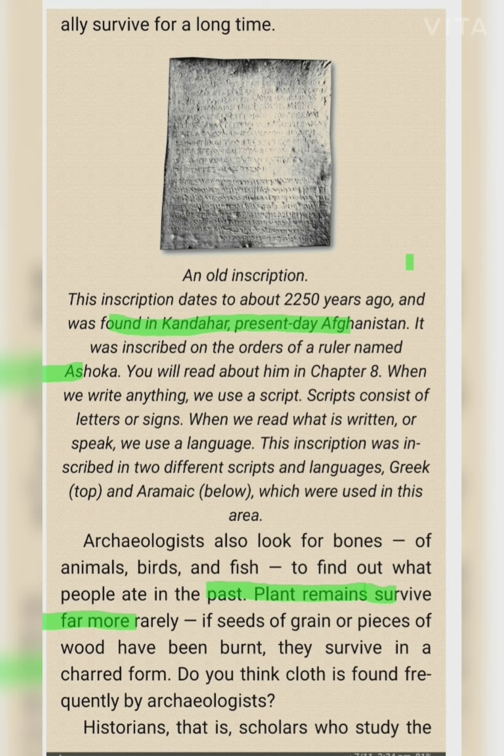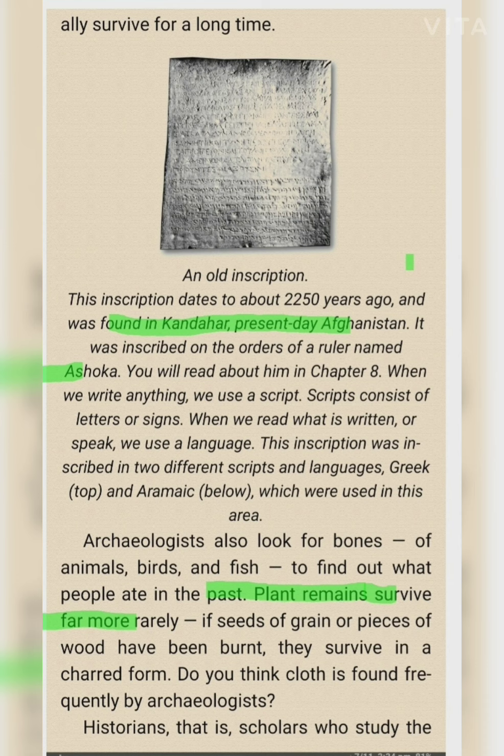Plant remains survive far more rarely. They do not survive for a long time. If seeds of grain or pieces of wood have been burnt, they survive in a charred form. In rare cases, plant remains have survived if their seeds or grains have been found. When pieces of wood are burnt, they survive in a charred form.